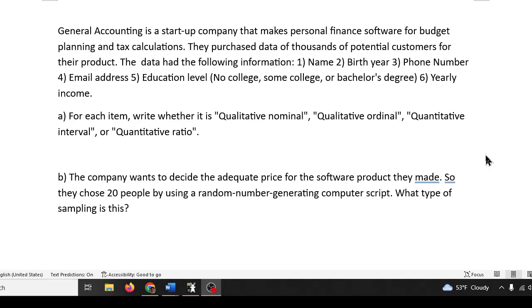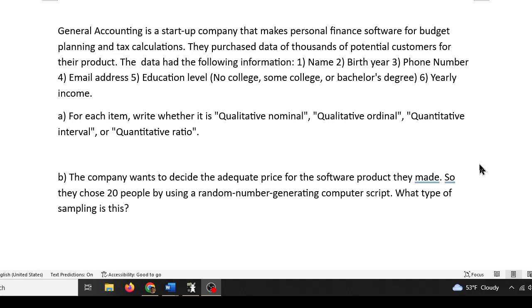General Accounting is a startup company that makes personal finance software for budget planning and tax calculations. They purchased data of thousands of potential customers for their product. The data had the following information: name, birth year, phone number, email address, educational level, as no college, some college, or bachelor's degree, and lastly, yearly income.